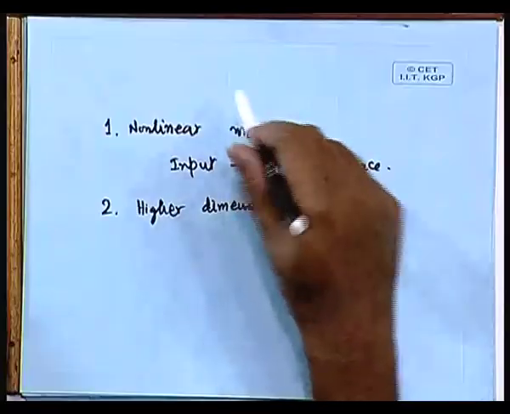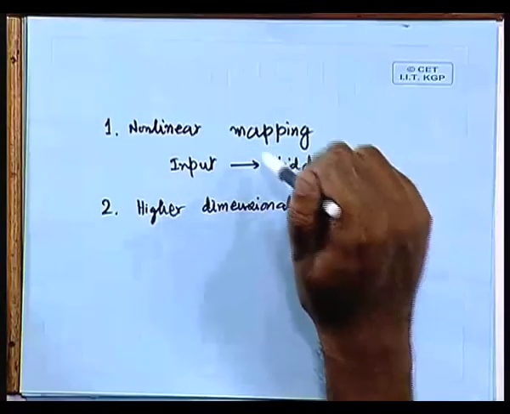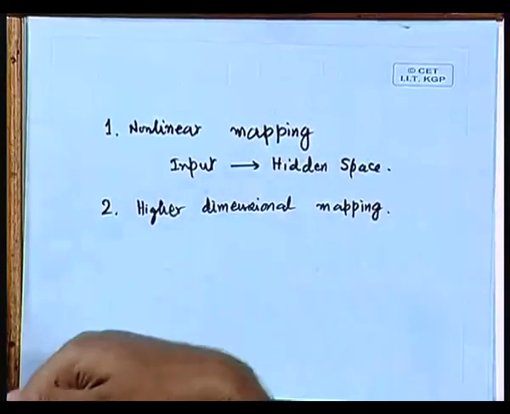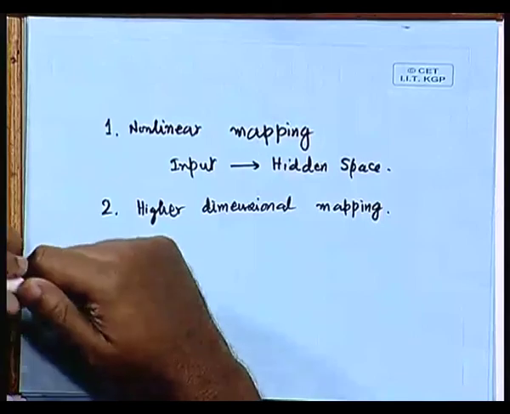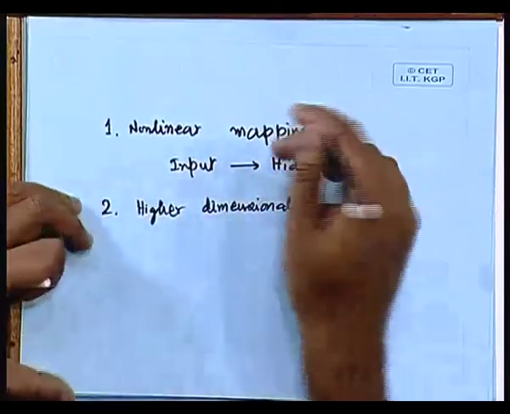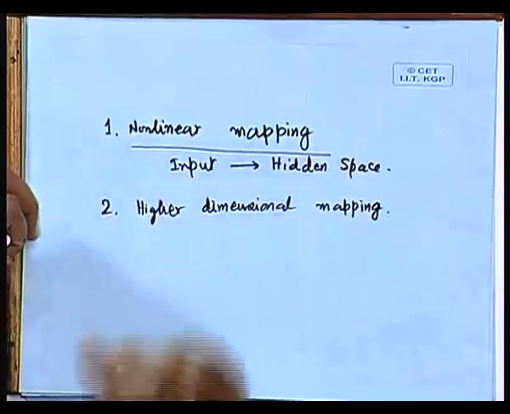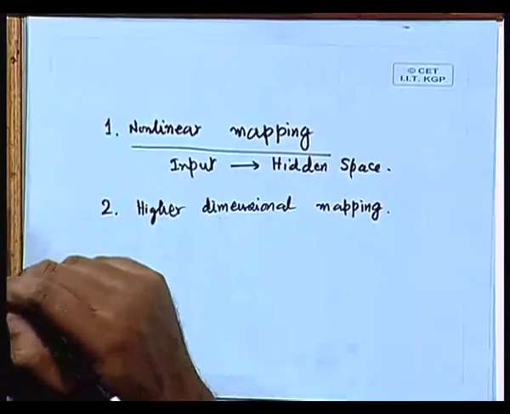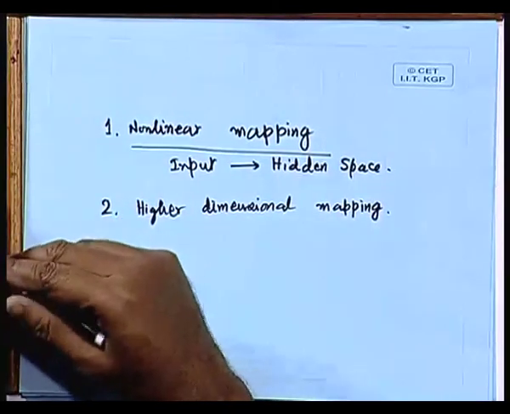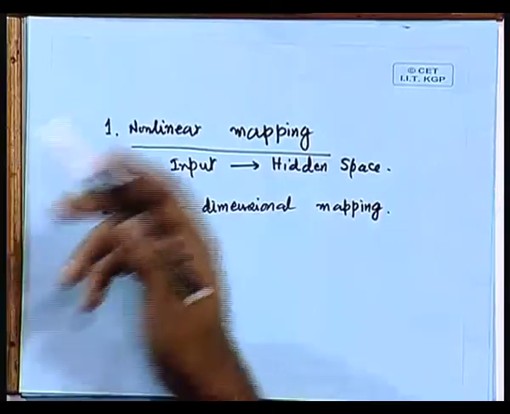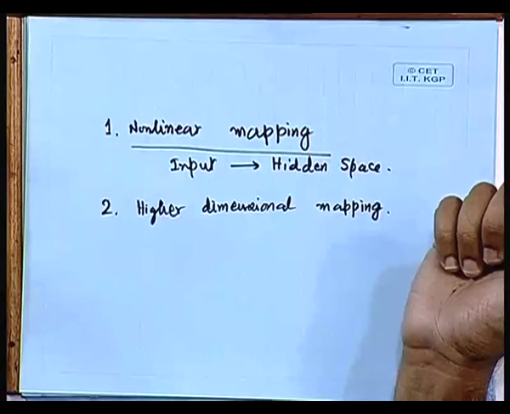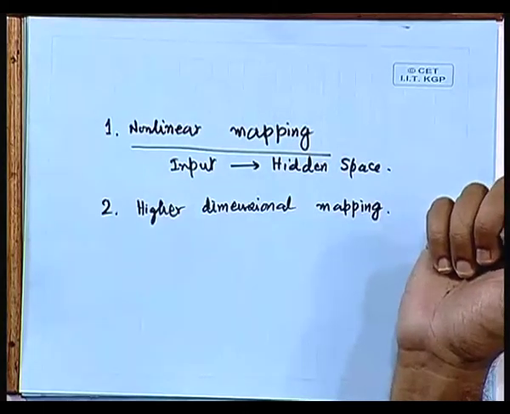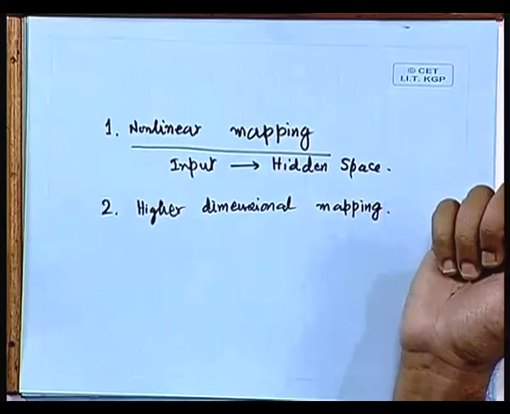Now, these two points that we have got out of Cover's theorem, that is nonlinear mapping and higher dimensional mapping. Of these, the essential one is the nonlinear mapping. Higher dimensional mapping is indeed preferable, but of course, that increases the cost, because if you keep too many hidden neurons as radial basis functions, then you are increasing the cost of the system.